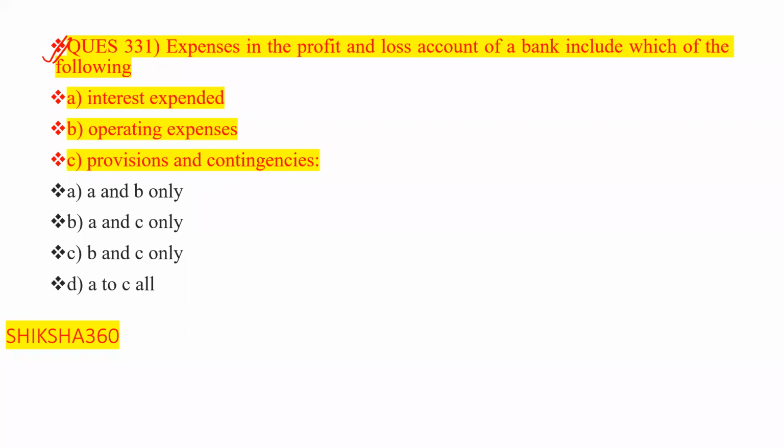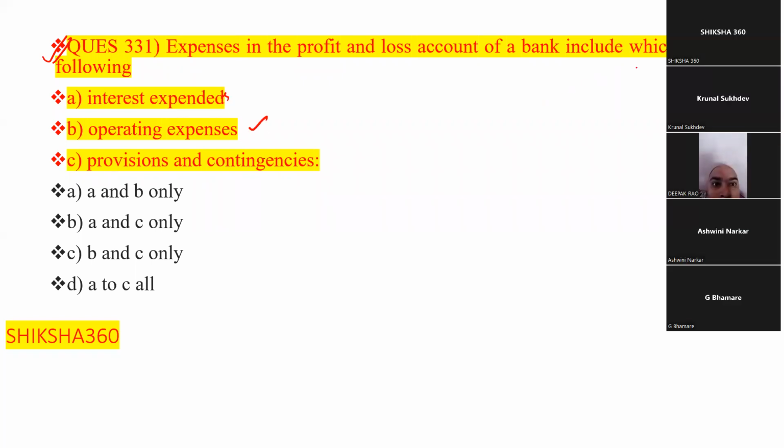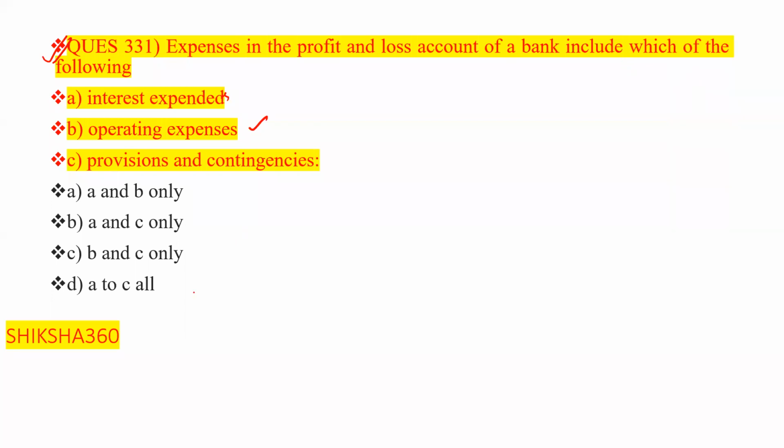Expenses in the profit and loss account: interest expenses, operating expenses, provisions and contingencies. So what is the correct answer? This one, this one, this one. So option number D is the answer here, because all are expenses here.